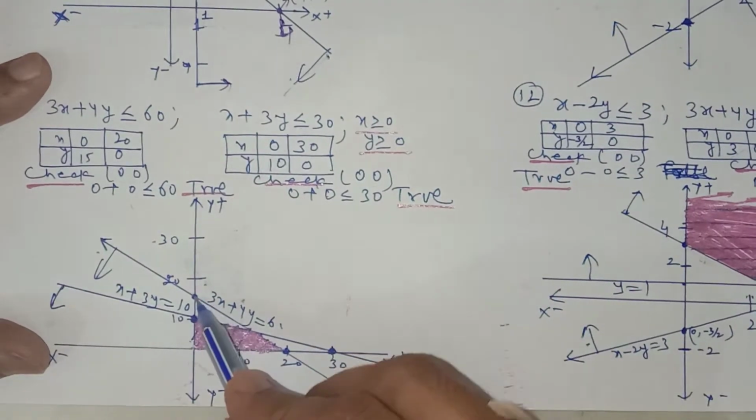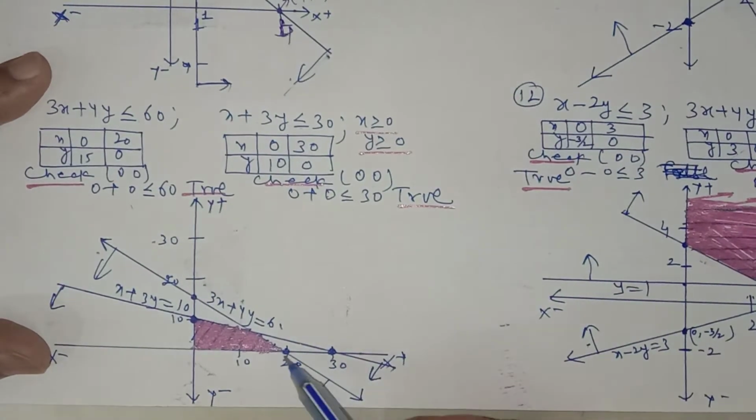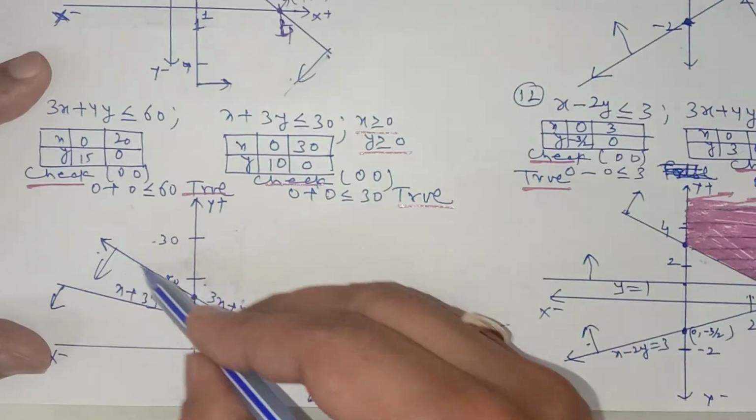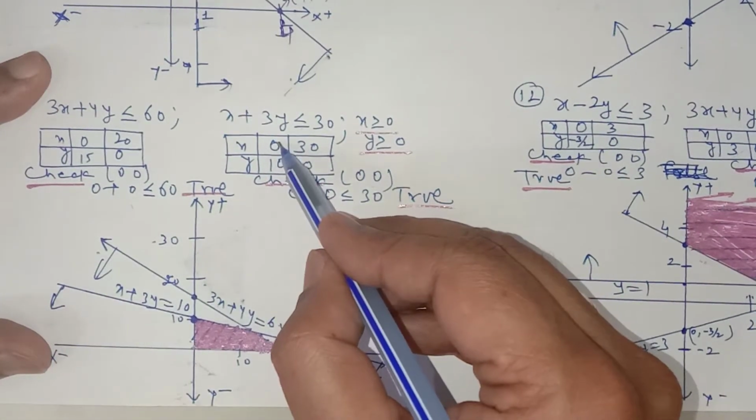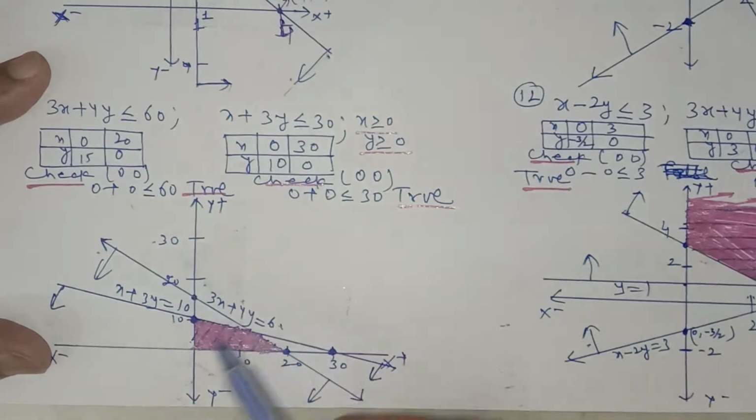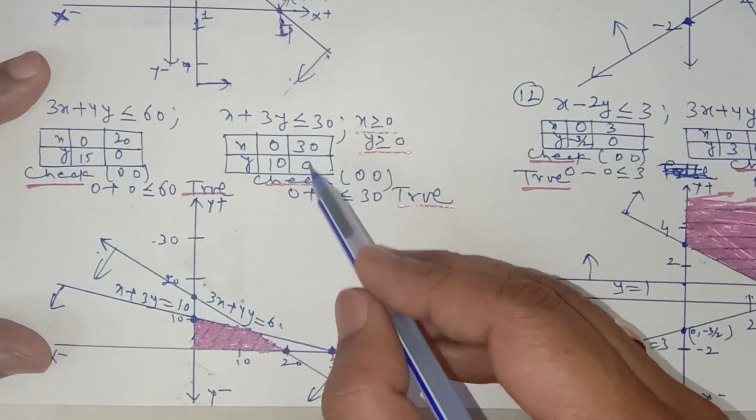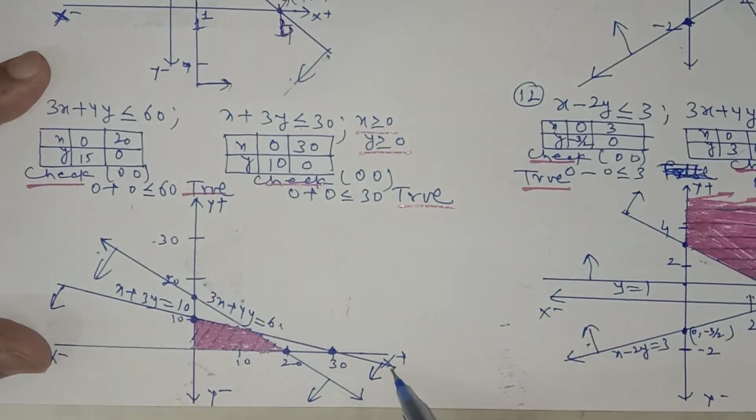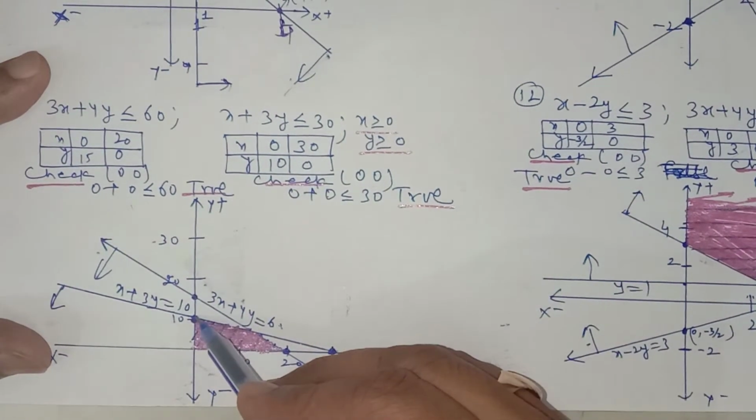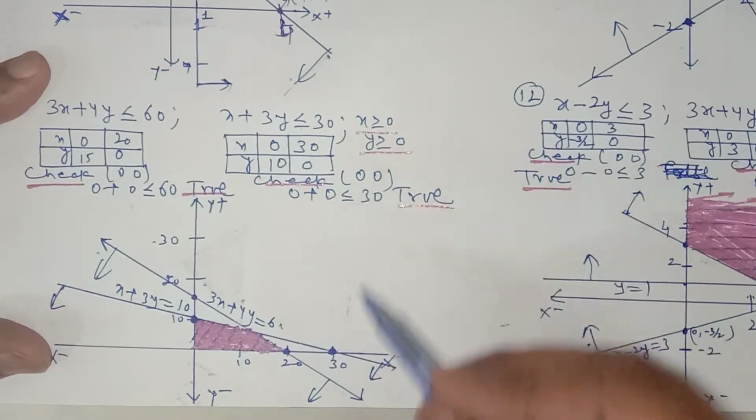So x=0, y=10, and x=20, y=0. This line represents the equation 3x plus 4y is equal to 6. Now for this, x=0, y=10 will be there, and x=30, y=0 will be this. So this is the line passing through the points x=0, y=10 and x=30, y=0.